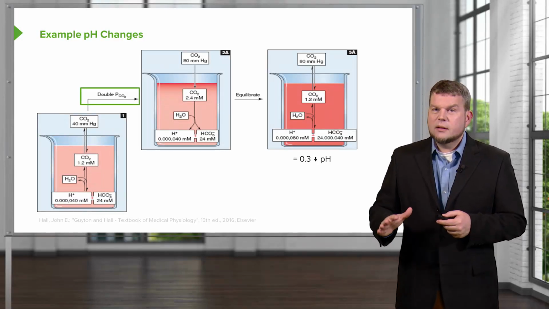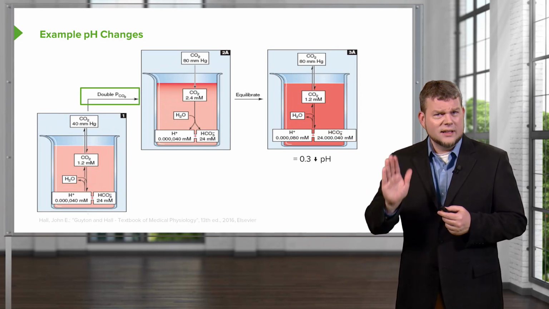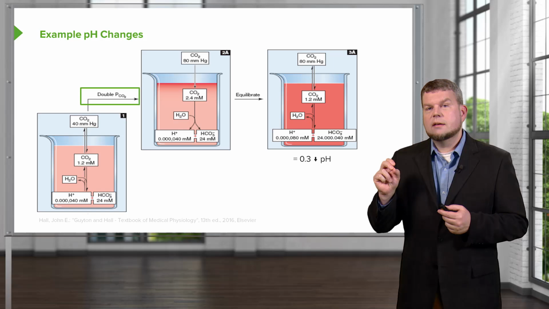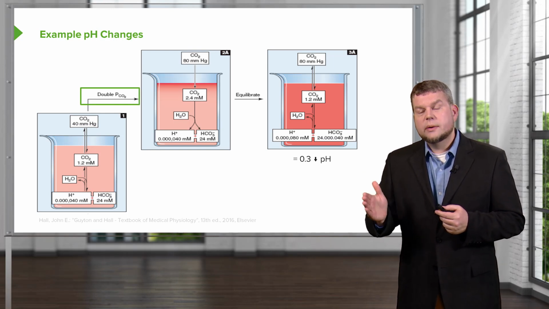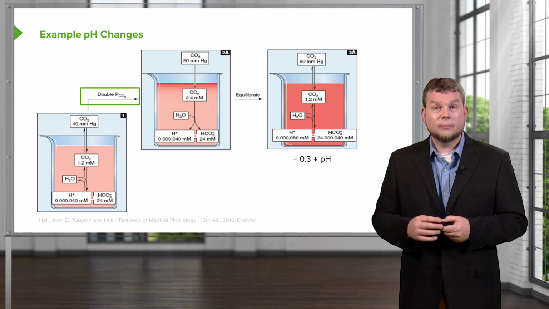It doesn't seem like a big pH change, right? 0.03, it's not even 1, right? But think, arterial blood needs to have a pH of 7.4 plus or minus 0.05. So a 0.3 change could take it out of homeostatic normal.